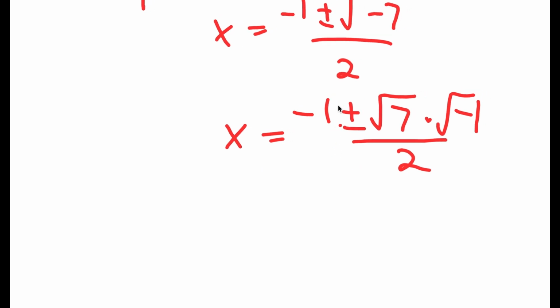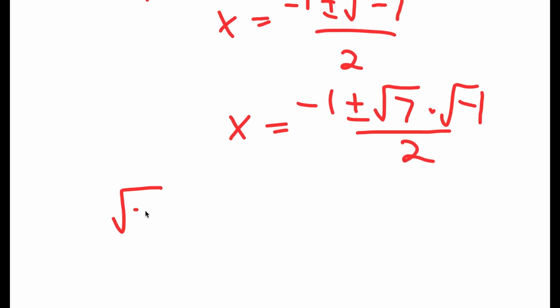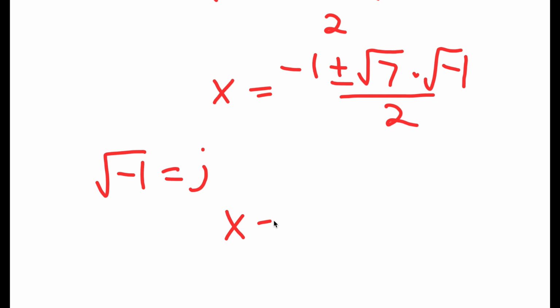And if you guys didn't already know, the square root of negative 1 is actually equal to the imaginary number i. So I can actually go ahead and replace the square root of negative 1 with i. So now I get x is equal to negative 1 plus or minus the square root of 7i over 2.